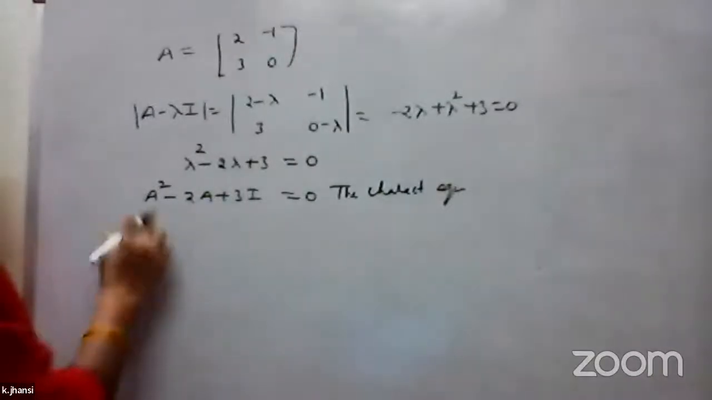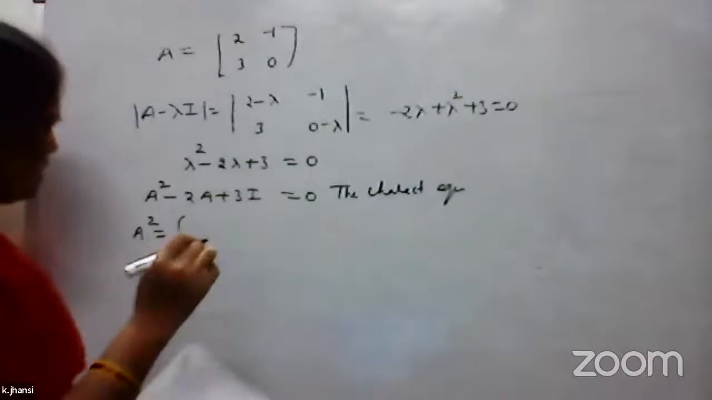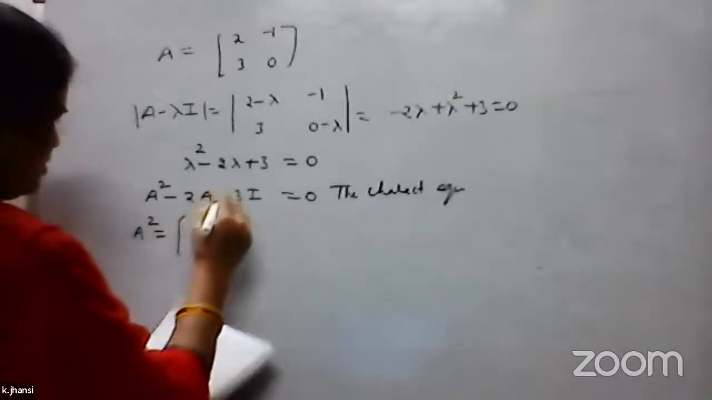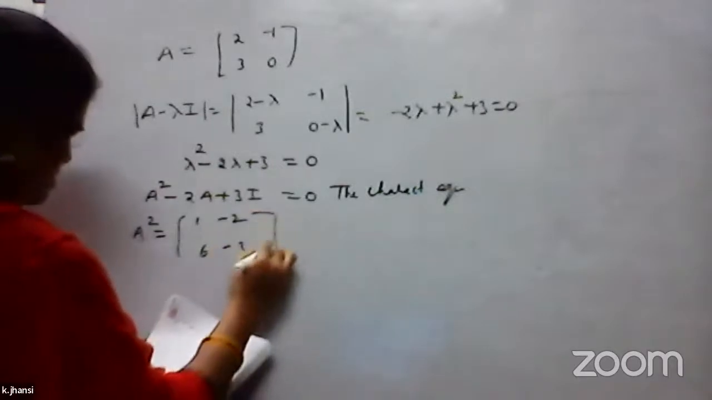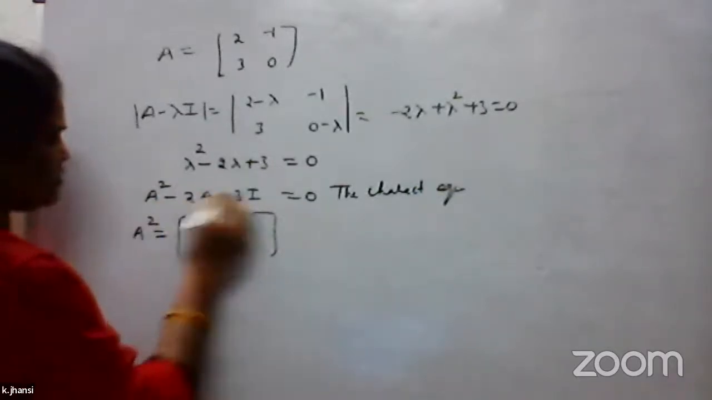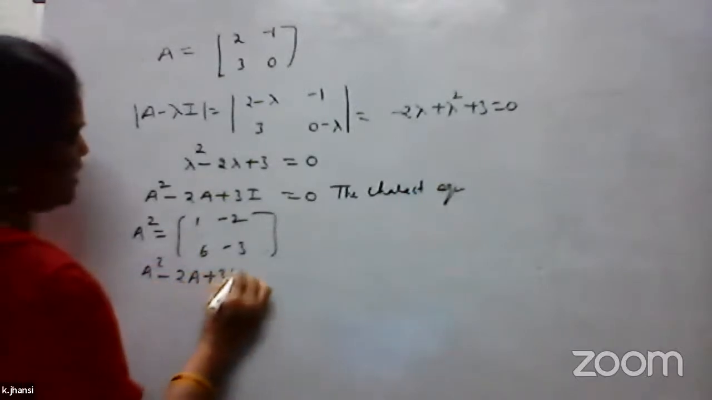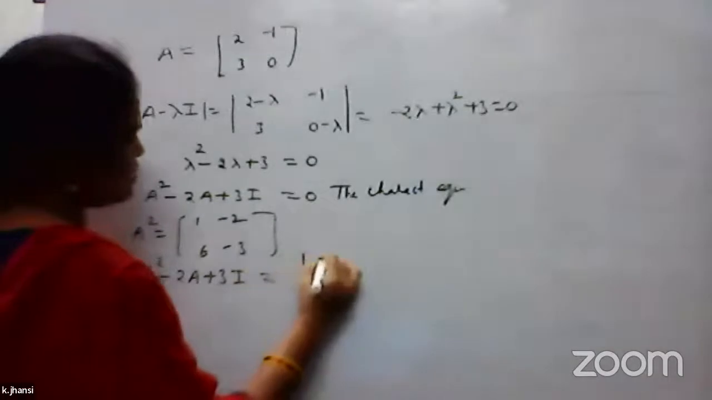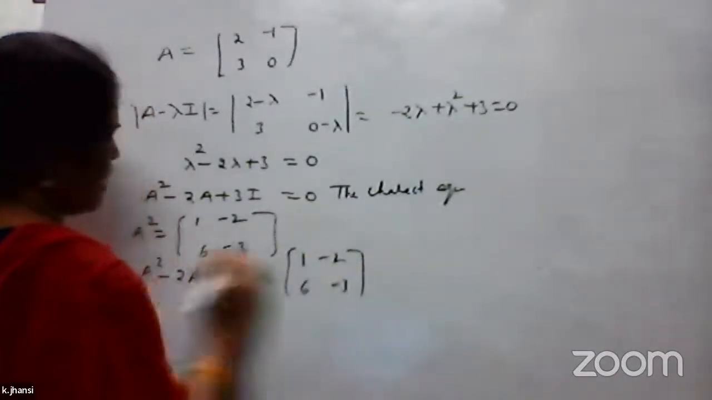Okay. So when you find the A square value, you will get it as [1, -2; 6, -3]. So A square we have, and A we have. If you substitute in this characteristic equation, A square minus 2A plus 3I, so A square is [1, -2; 6, -3] minus 2A.